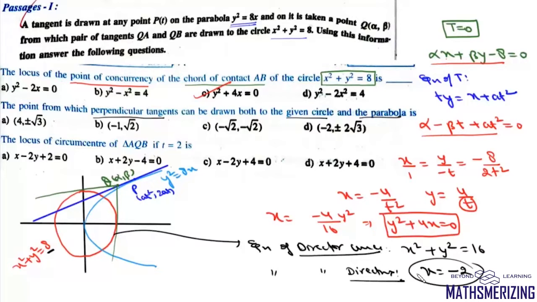So what I'll do is I'll put the value of x as minus 2. We'll get this as 4 plus y square equals 16. y equals plus minus under root 12. So there'll be plus minus 2 root 3. So the points from which perpendicular tangents can be drawn to both the given circle and parabola will be minus 2 comma plus minus 2 root 3, and that's your option number D.